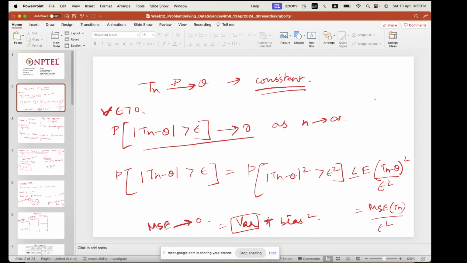So if you don't have any bias, so for x bar, the expectation of x bar is mu, so this bias term is already 0. So if variance is going to 0, consistency is established.